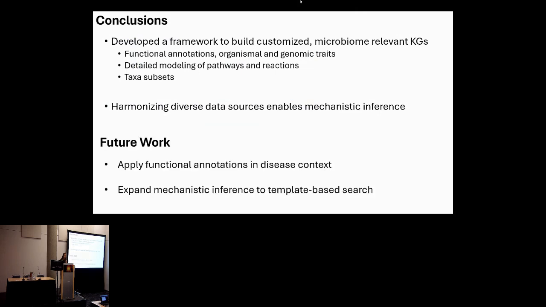So in the future, we'll apply these functional annotations that I showed that we've done from UniProt and the graph in the disease context. And then we'll be able to expand this mechanistic inference to also include template-based path searches so that you can really get the molecular explanations for specific bug to disease associations.